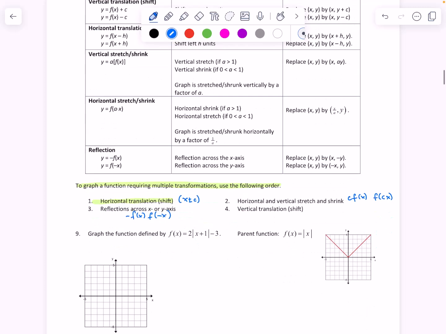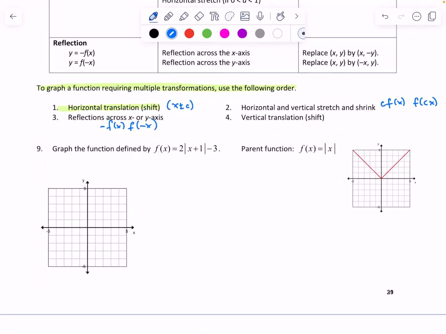So let's look at this graph here that puts them all together.